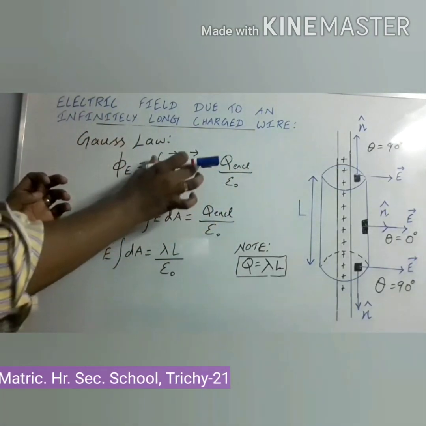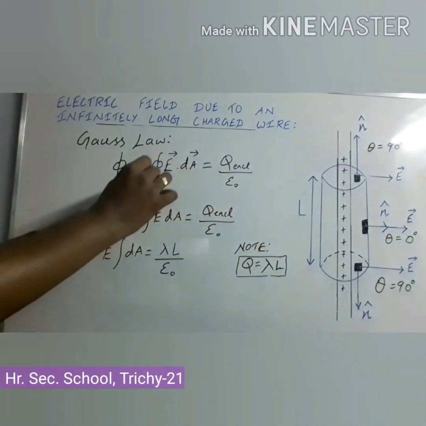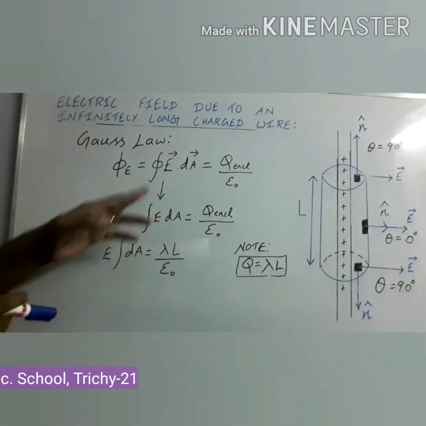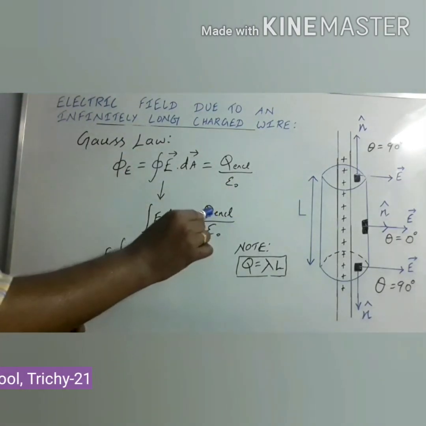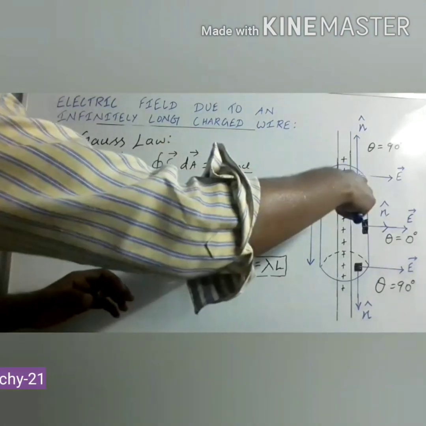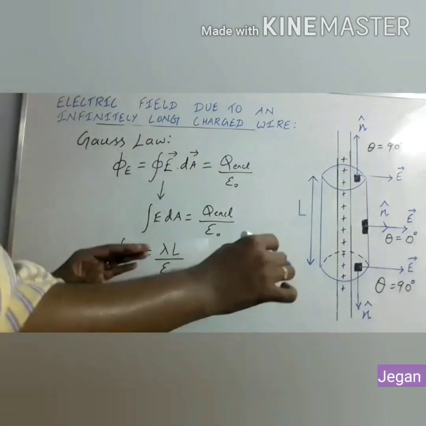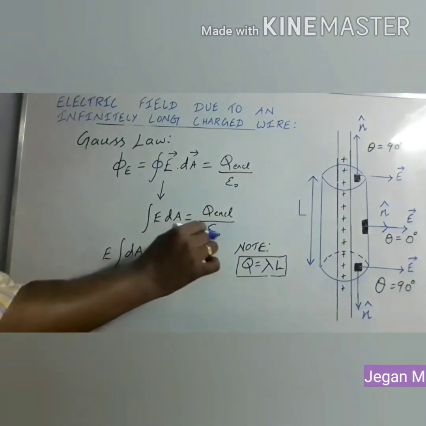So far we have found the value of electric flux through the Gaussian surface. Closed integral of E dot dA is finally equal to integral of E dA. So far we have discussed that one. According to Gauss law, that value will be equal to the enclosed charge. The charges outside the Gaussian surface should not be taken here. So the charges which are available within the Gaussian surface should be substituted here, divided by epsilon naught.